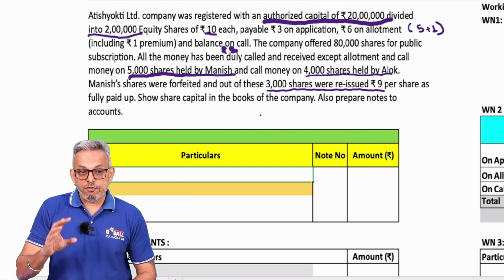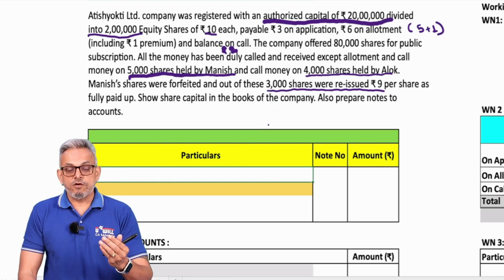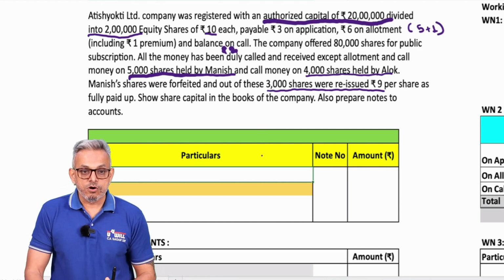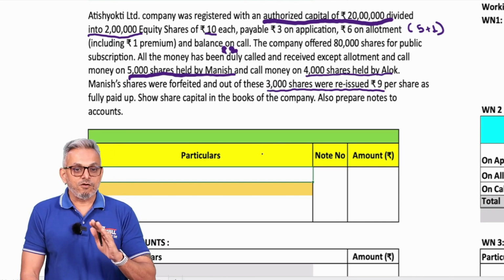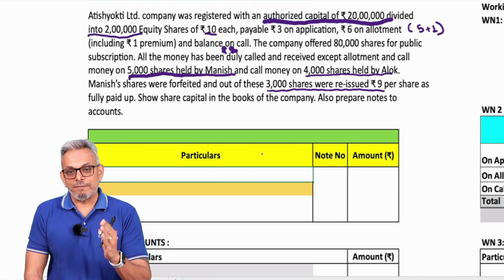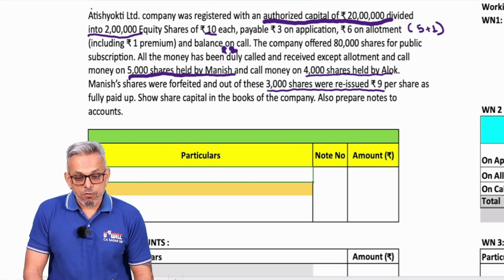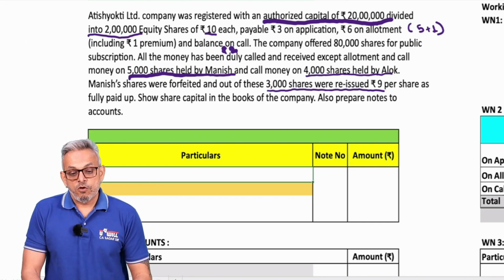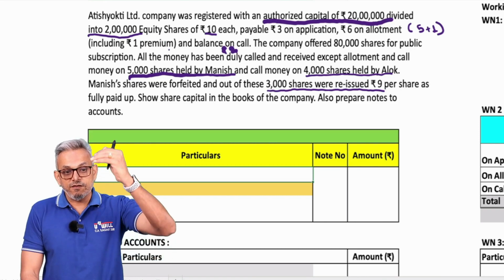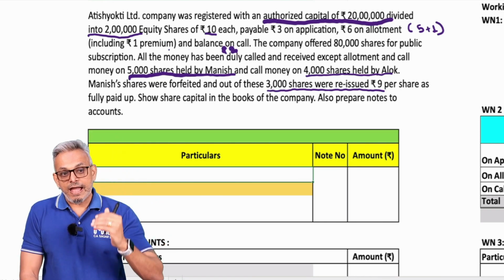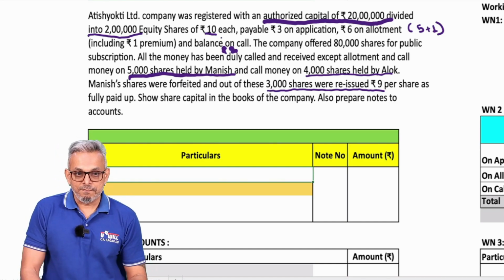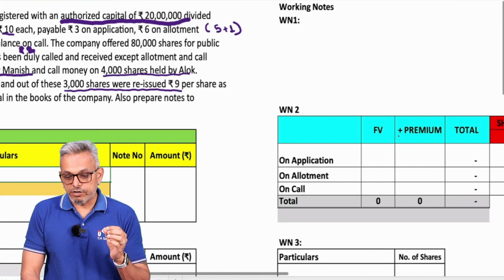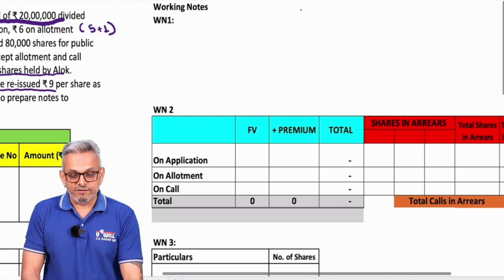Now, I have already made a format because I'm doing this on Excel. You have to make this format in your answer sheet or in your notebook. Now, the format is very simple. It is of the balance sheet as per Schedule 3 of the Companies Act 2013. Before we proceed, because there are calls in arrears also, we will be doing some working so that this process of preparing share capital in notes to accounts becomes simpler for us. So we'll go to working now. Workings are very important because they are part of your answers.